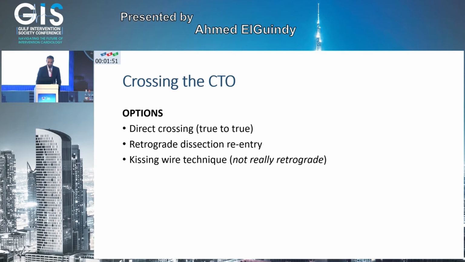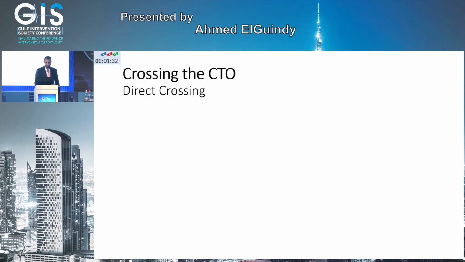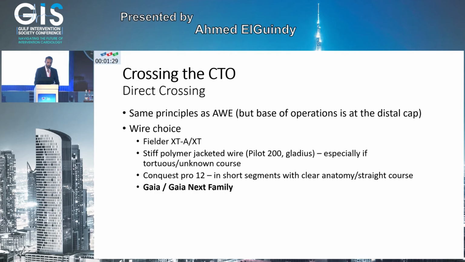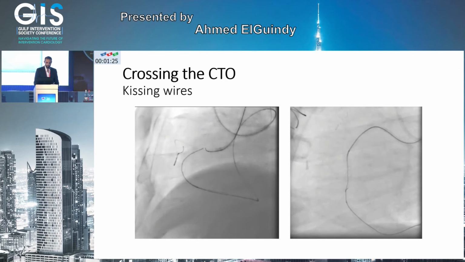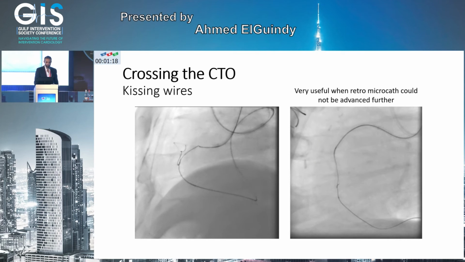Once you get into the CTO segment, we've reached the CTO segment now with our retrograde wire, and you have options: either direct crossing true to true, retrograde dissection reentry, which is essentially reverse CART, or a kissing wire technique, which is not really a retrograde procedure. You have a retrograde wire as a marker, but you manipulate the antegrade wire. With direct crossing, we've just discussed that with antegrade, so there's no difference there. With kissing wires, it's mostly an antegrade procedure. You're just using your retrograde wire as a marker, and you're manipulating your antegrade wire.